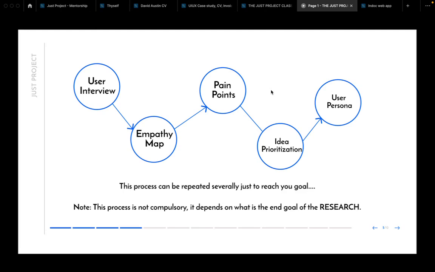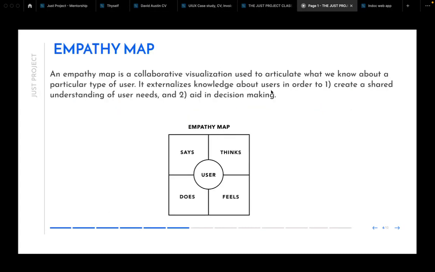So moving forward, empathy map. Empathy map, this is where you separate. It's in four sections. So this is a collaborative visualization used to articulate what we know about a particular user. So all your findings, the research you have done, the user interviews you have conducted with your users, now you break them into four sections: the says, the thinks, the does, the feels. In the center, the user.